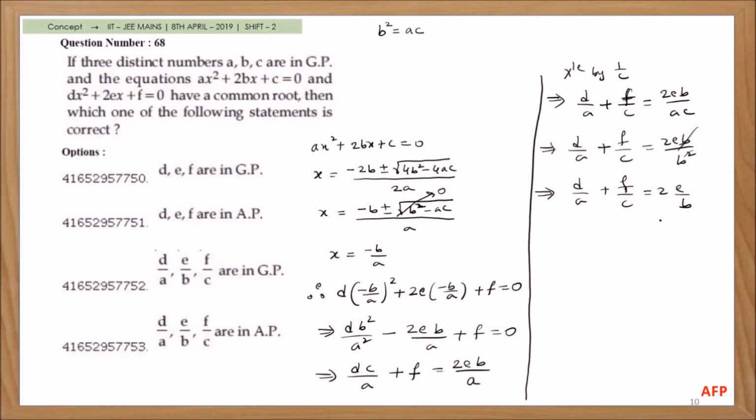Okay, so what does this mean? This means that d by a, e by b and f by c are in AP. Which option does it follow? Option 4 it follows.